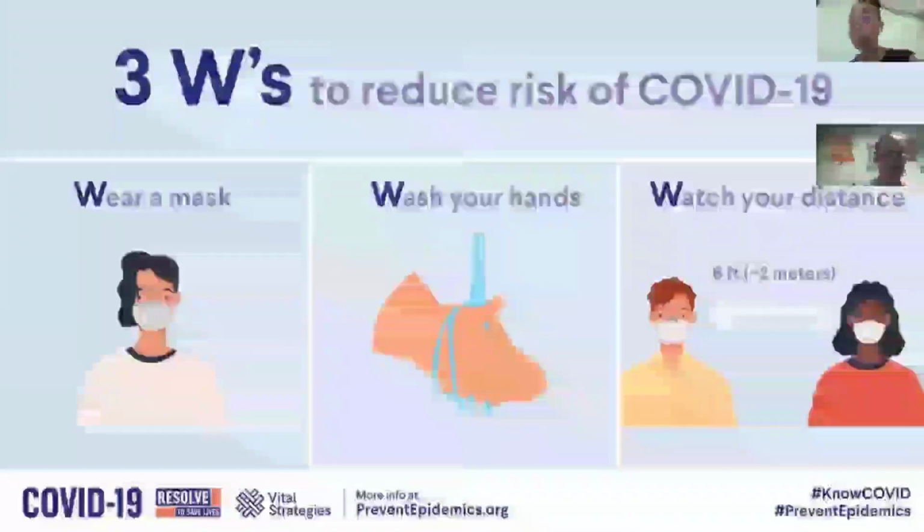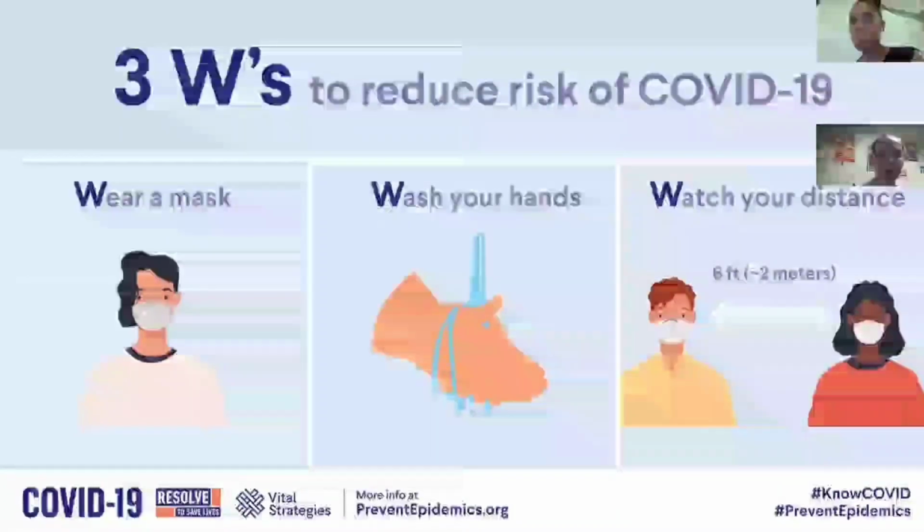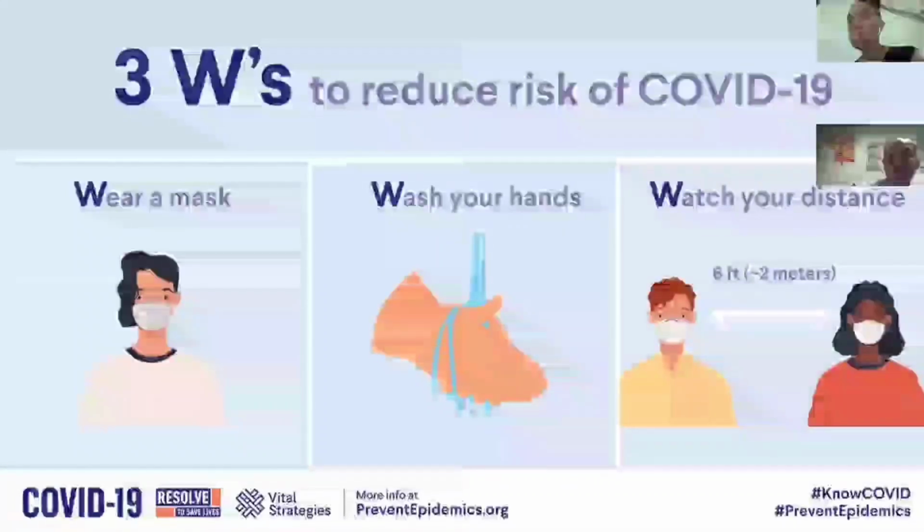Next slide. So for the 3 W's, things you want to try to do to reduce the risk of COVID-19. Wear a mask. If everyone wears a mask, it helps protect everybody. Wash your hands. Make sure you wash your hands for at least 20 seconds. And watch your distance. Try to maintain that 6-foot distance at all times.